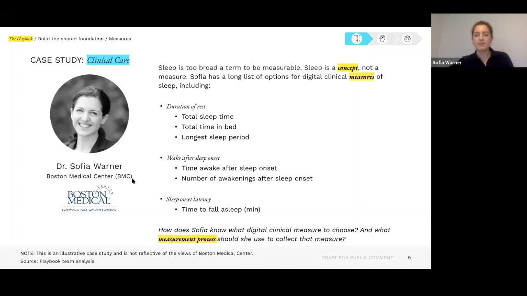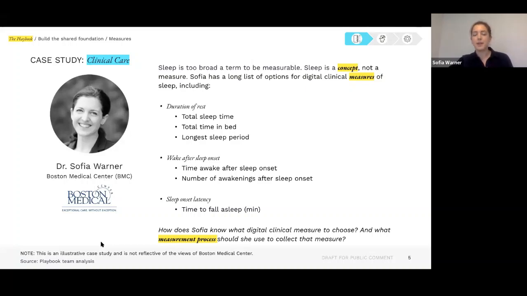So when we think about sleep, our patients might be saying they don't sleep well, but that might actually mean something different to different people. So for some people, we want to drill down and think about the different elements of sleep. So one would be duration of rest. What's the patient's total sleep time? What's the total time they spend in their bed? What's their longest sleep period?